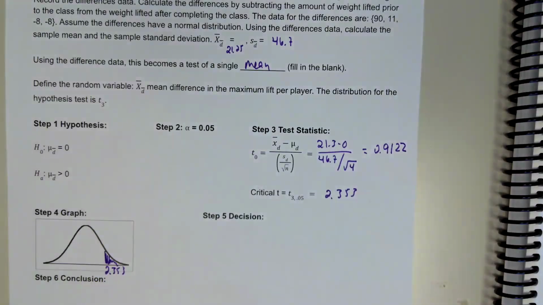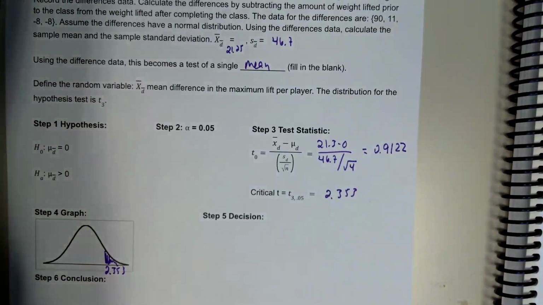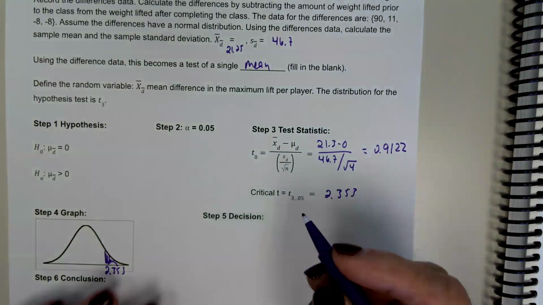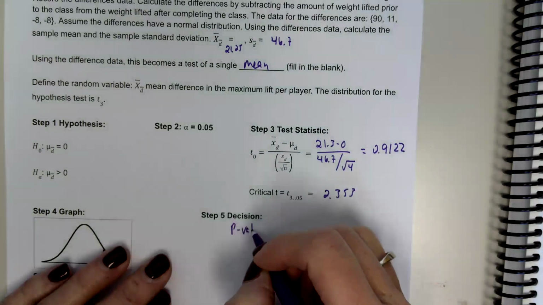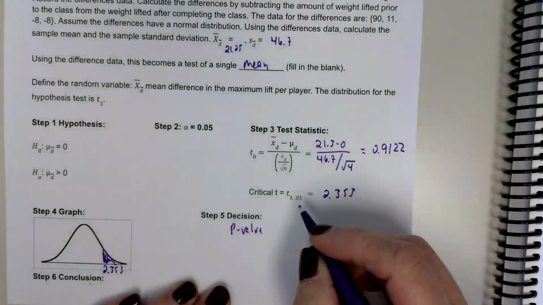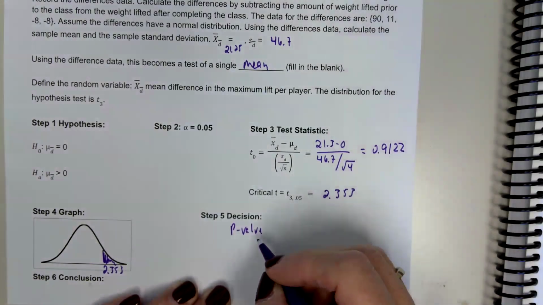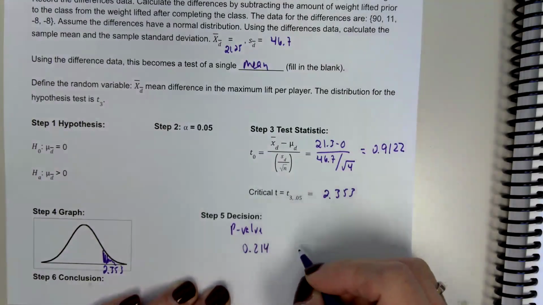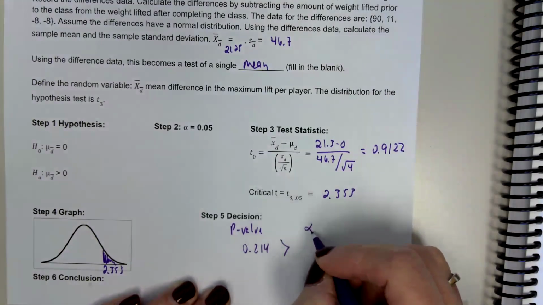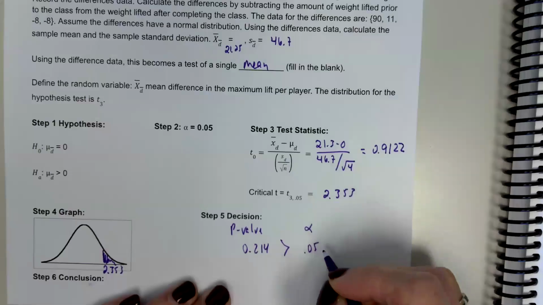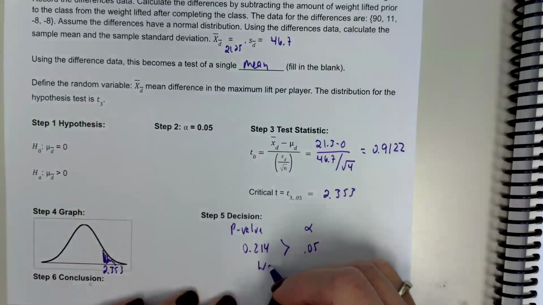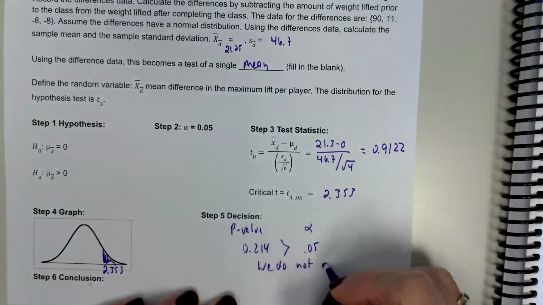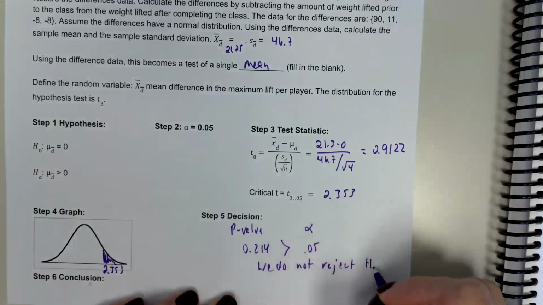And the p-value, when we put that in, comes out to be 0.214. And that is greater than alpha of 0.05. So we do not reject H0.